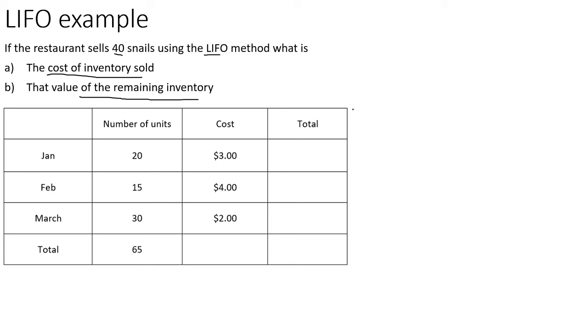Okay, another way of phrasing those questions. So 40 snails, last in, first out, which means I'm going to sell the most recent snails first. So March. Well, if I want to sell 40, I'm going to sell all of these 30 snails, so all of those 30 snails times $2. And then I'm going to sell 10 of these snails. I'm going to keep 5 of them, because again, I want to sell 40 total. So 10 of these at $4 each.